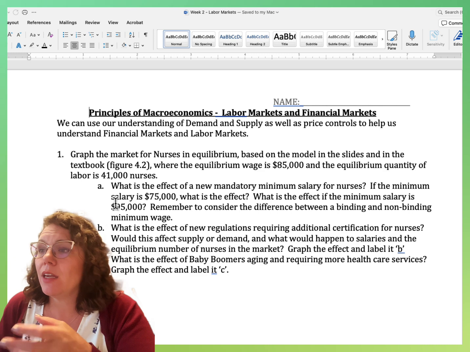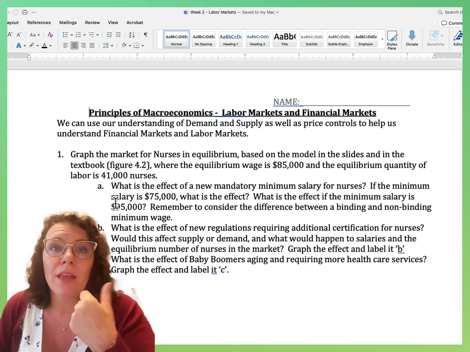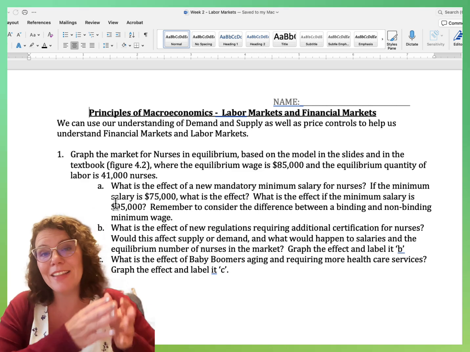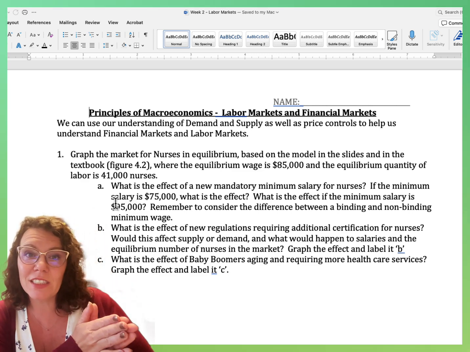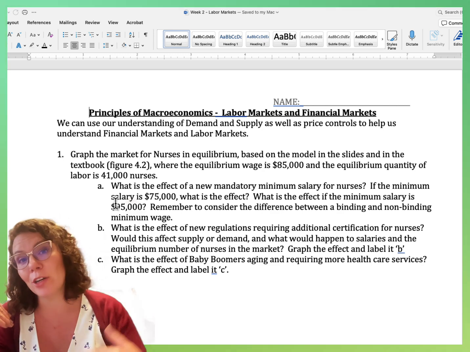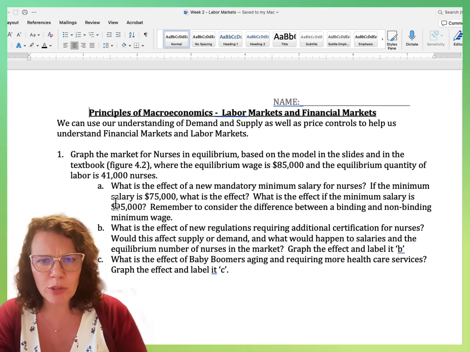This is going to be specifically talking about an increase in demand for healthcare services. How's that going to affect the demand for nurses, and what's that going to do to that graph? Which curve is going to shift, and what is our new equilibrium? So it should be pretty straightforward.